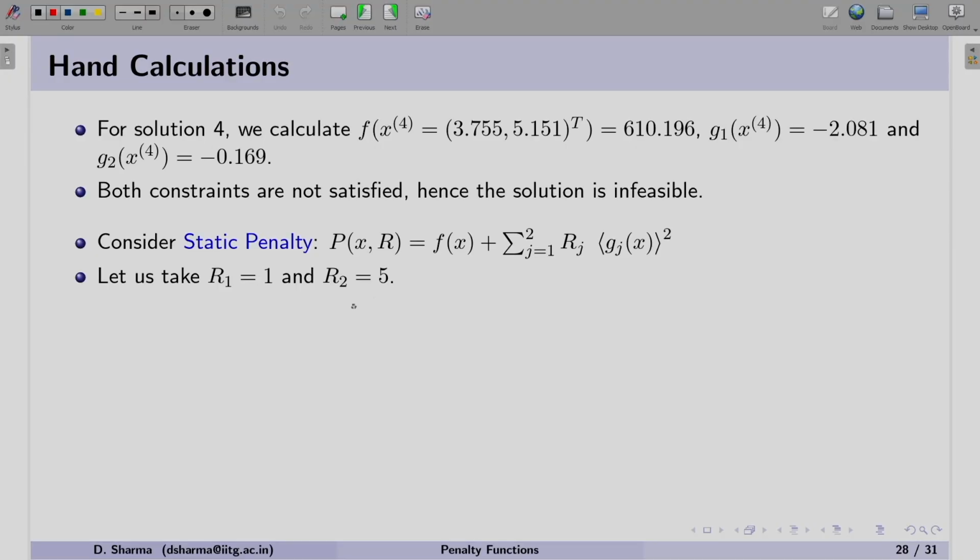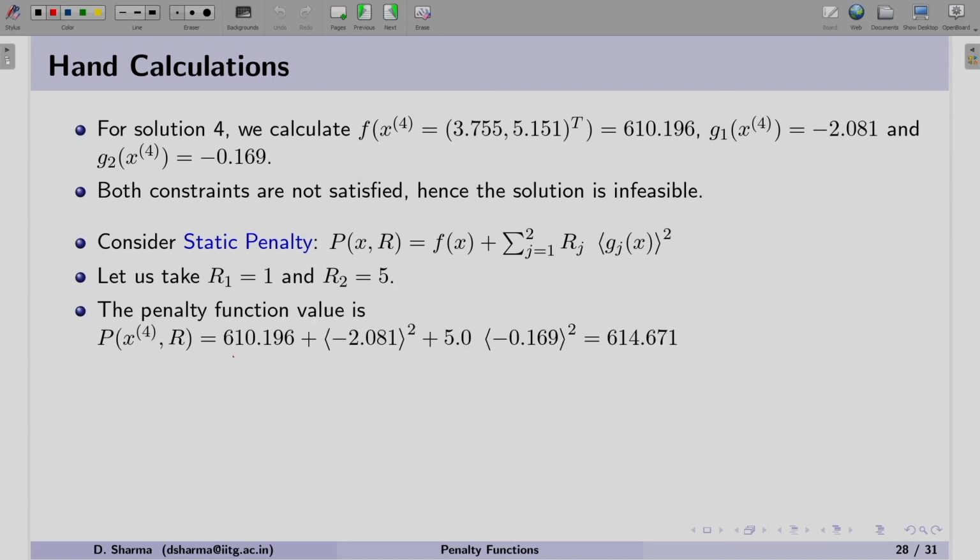Here, for the static penalty, using the same formula, taking the value of R1 equal to 1 and R2 equal to 0.5, by putting the values for solution 4, we will get 614.671. Why? Because you can see that this particular term, the constraint violation, will be added, and this is also added. So, both the constraint violations coming from G1 and G2 are added and make a penalty for the given point.